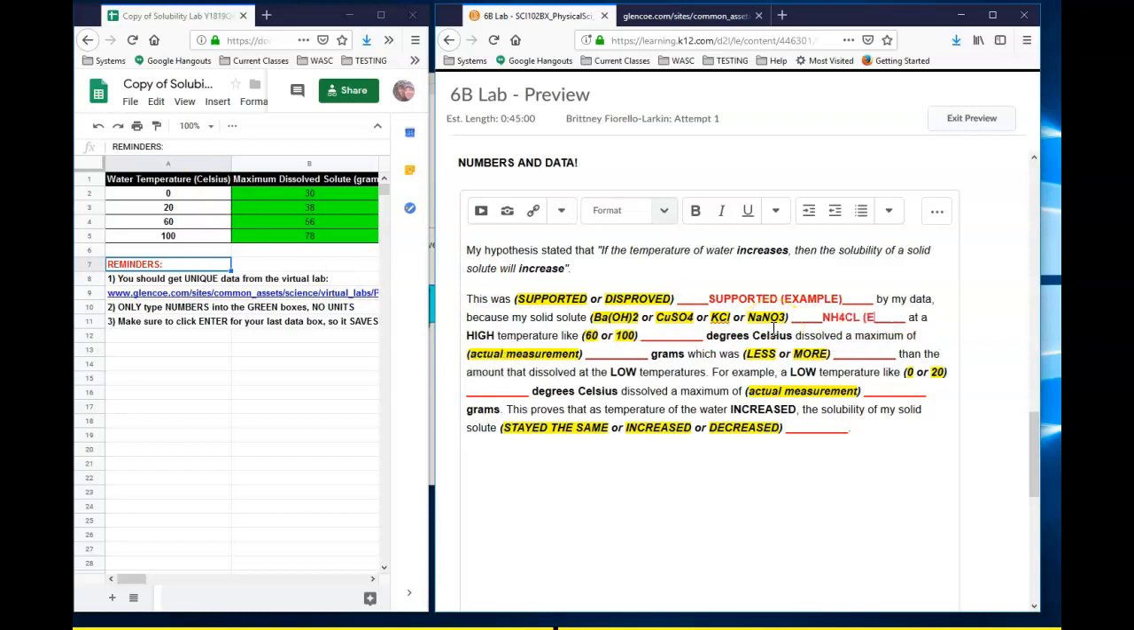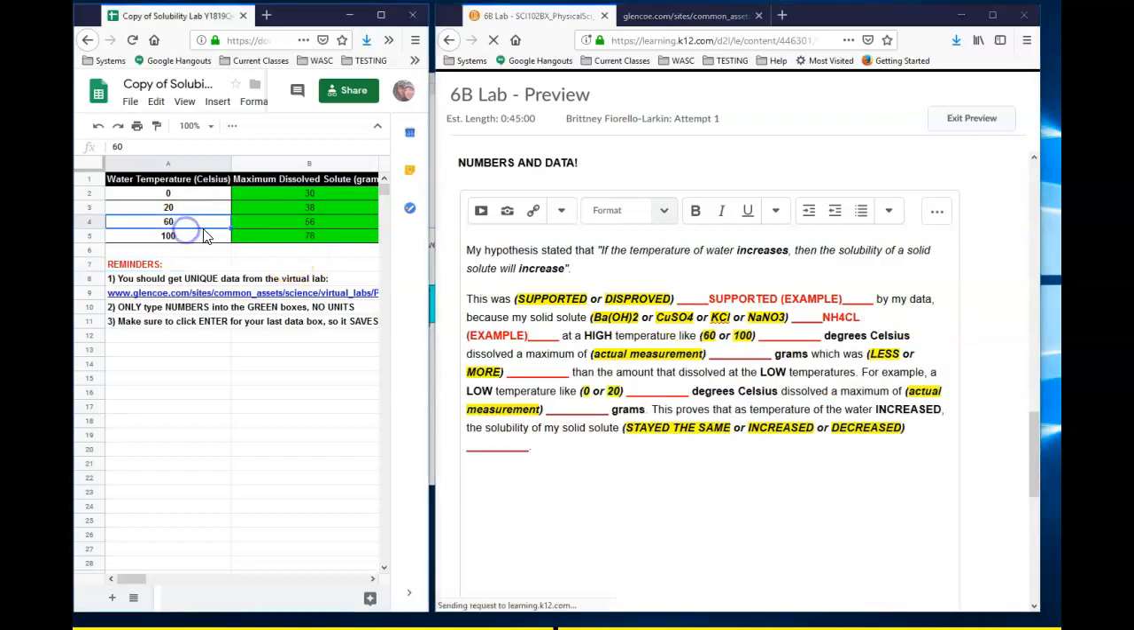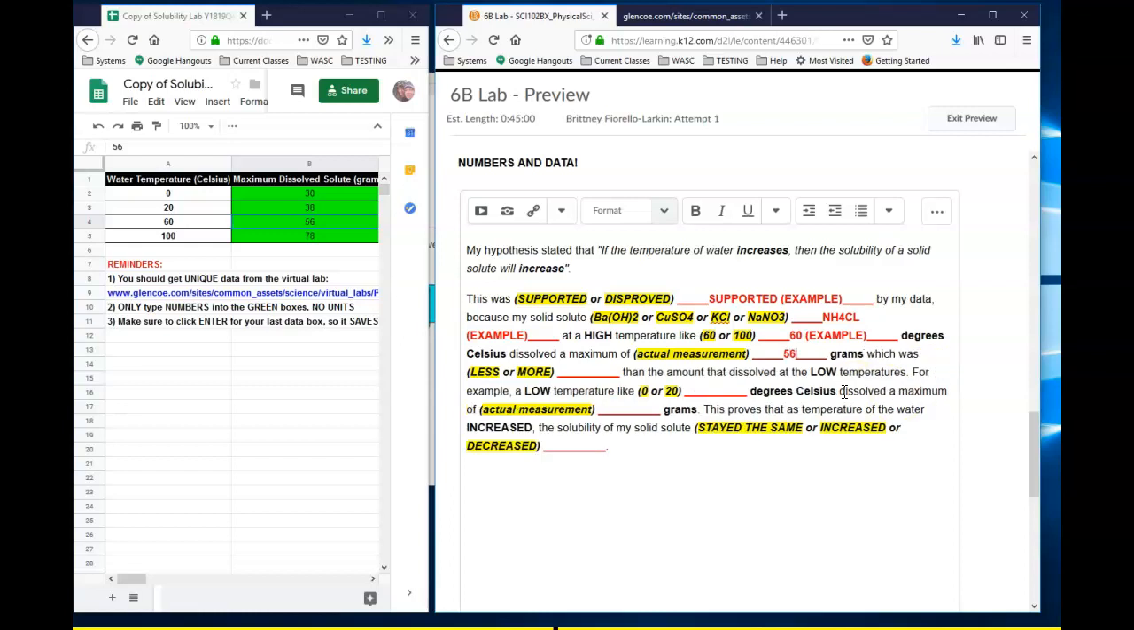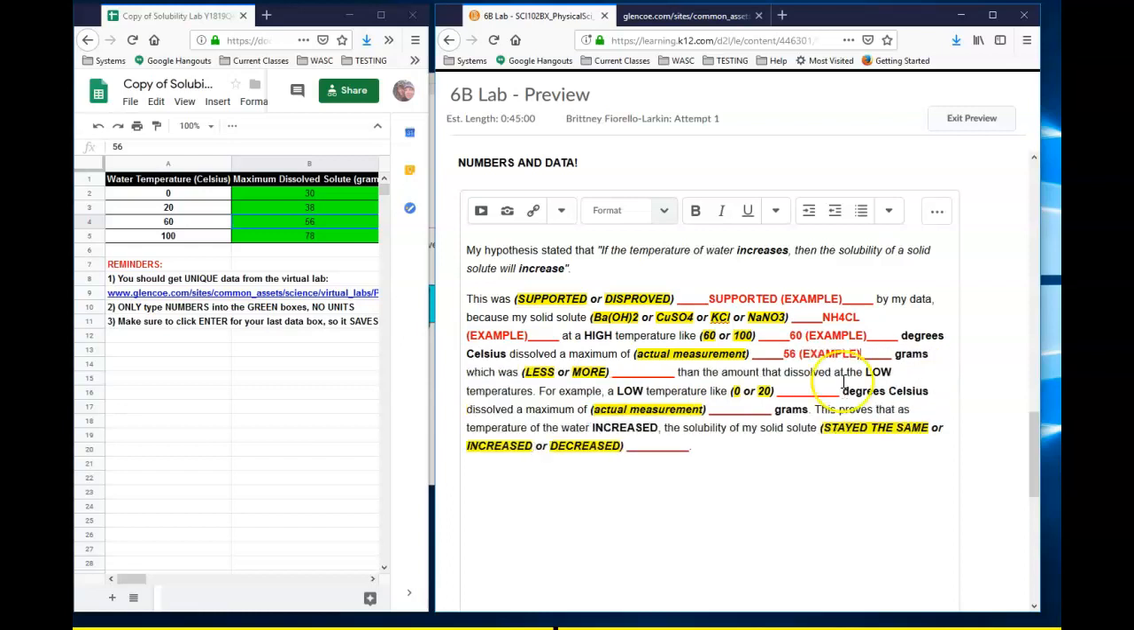NH4Cl, which is my example, at a high temperature like let's say 60 degrees, it dissolved a maximum of, take a look at the number next to it, 56 grams. So 56 grams is my example. Which is less or more? Tell me in the chat box, is 56 a smaller or a bigger number than these colder temperatures? Is 56 going to be more or less solute than what we got at these lower temperatures?